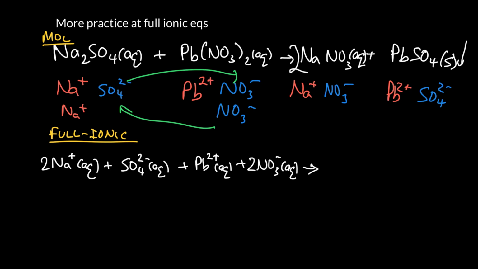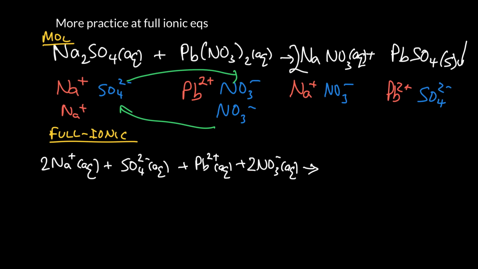So that is the left-hand side, right? So there's the 2 sodiums. They've broken down, so there's the 2 in front of them. There's the sulfate. Okay, remember, we write the charges on the naked ions. The lead, we discussed earlier, was 2 positive. There's 2 nitrates, and we put a coefficient because they're no longer stuck together.